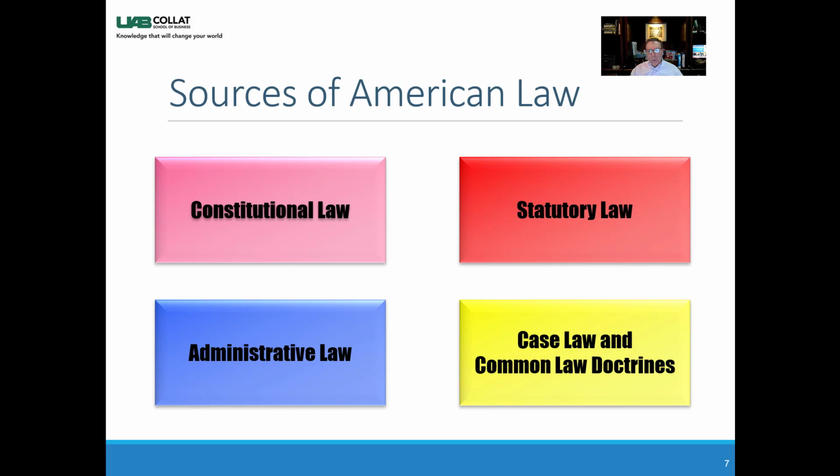We'll be looking at where we get law from. In the United States, there are four main sources of the law: the United States Constitution, statutes, which are laws made by legislatures, administrative law, law made by administrative agencies, and case law and common law doctrines that come from case law. That's law made by judges.